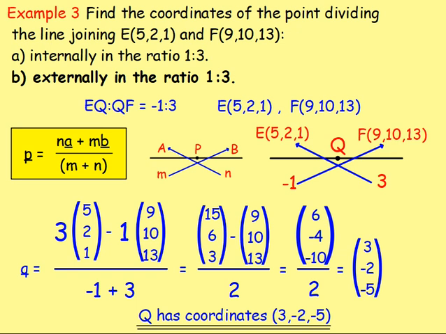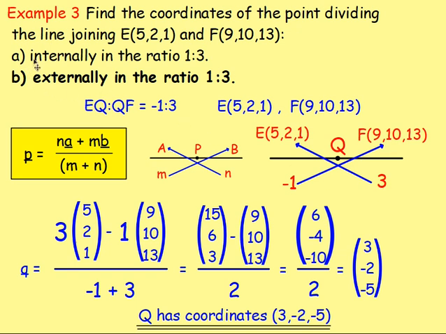Dividing externally in the ratio 1 to 3. Well, remember, when it's external, the point is not going to lie between E and F, it will lie outside EF. So you have to put a negative with one of these numbers. You can just put a negative with the smaller number, so I'm putting a negative with the 1. So it would really have negative 1 to 3.